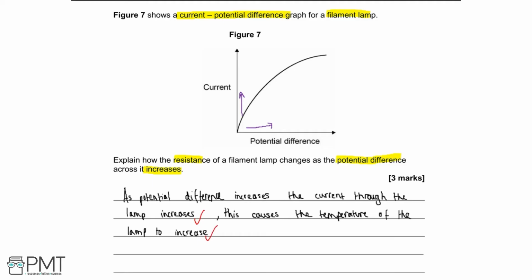And then for our final mark, we need to link it to the main point of the question, which is how does the resistance then change? So if our temperature is increasing, the particles in the wire, so that's both the positive ions that make up the wire and the electrons that are flowing through the wire, have more energy. So they oscillate more, they vibrate more, which means there are more collisions between them, and therefore the resistance of the wire increases because it's harder for a current to flow. Our final point is that the resistance of the filament lamp increases as potential difference increases.